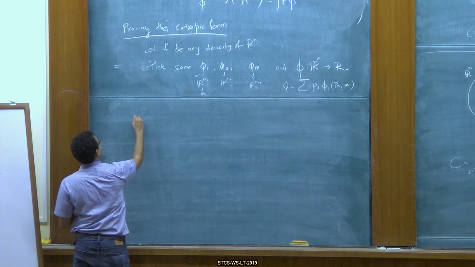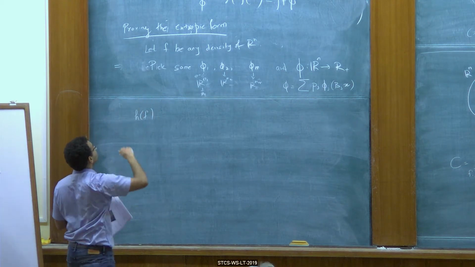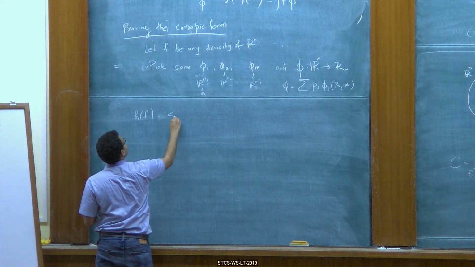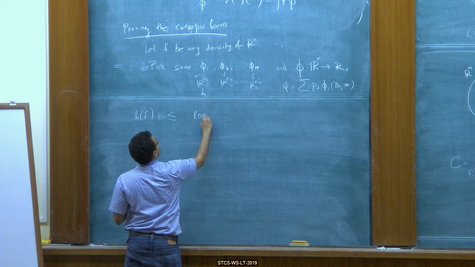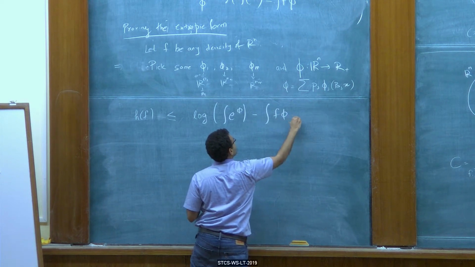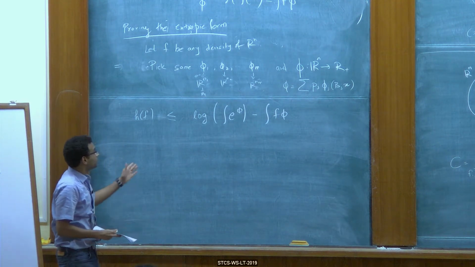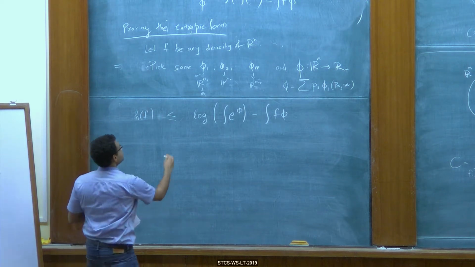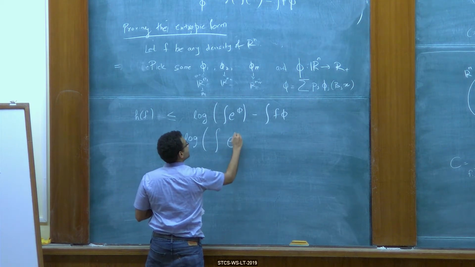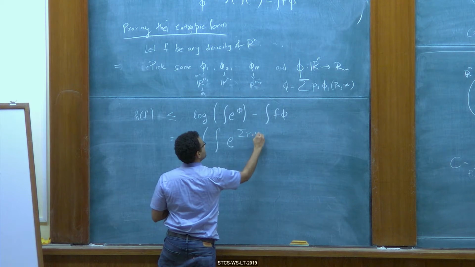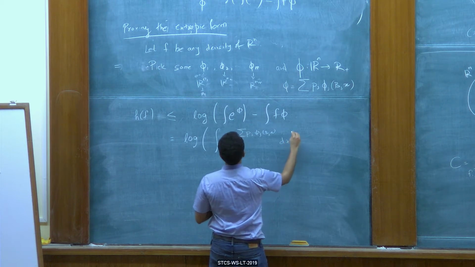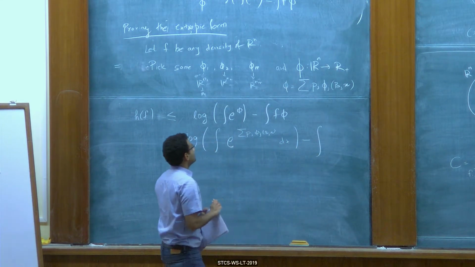Okay. So we have this original lemma that we had, that h of f is always less than or equal to log of integral of e to the phi minus integral of f phi. And the phi function that we are going to plug in is this phi function that we just defined. So this is equal to log of integral of e to the sum of pj phi j of bj x dx minus integral of f phi.